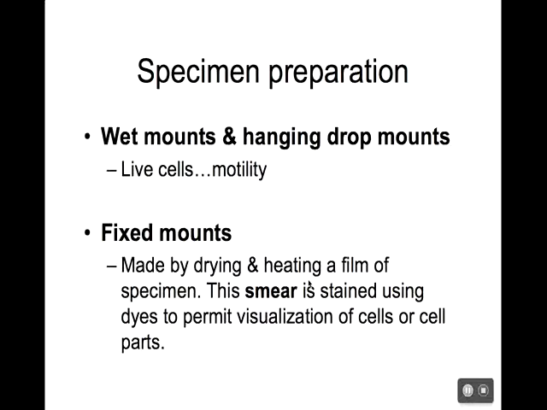Preparing the specimen to view it under the scope. Two different ways that you can prepare a specimen, either what's called a wet mount or a type of wet mount that's called a hanging drop. In this case, what you do is you have live cells, you have your slide, you put the liquid with your cells in it on top of the slide, you put a cover slip on top of that, and you look under the scope.